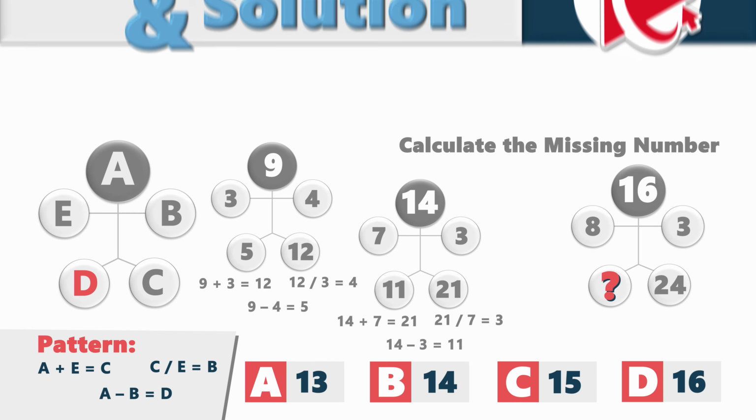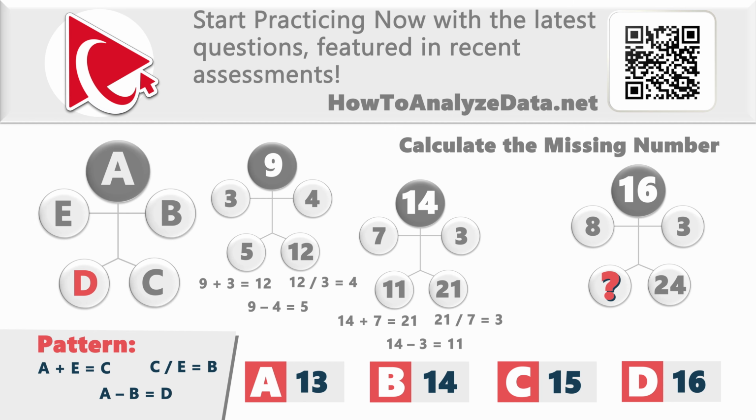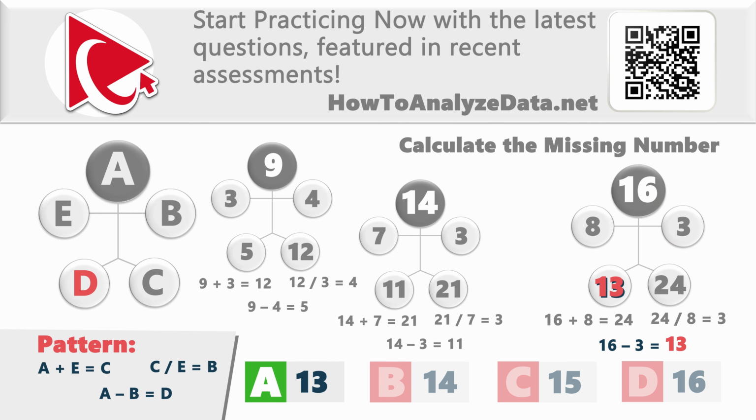And now is the moment of truth. Now is the time to calculate the missing number. 16 plus 8 equals 24. 24 divided by 8 equals 3, and 16 minus 3 equals 13. So the correct answer here is choice A, 13.